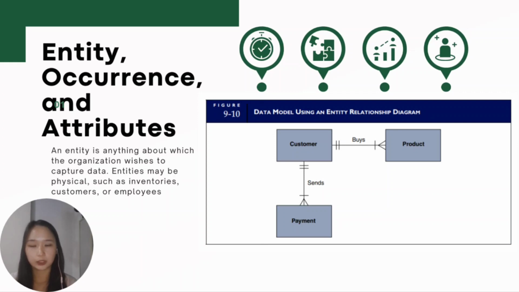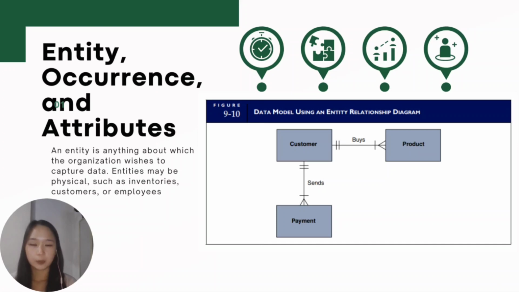Entity, occurrence, and attributes. An entity is anything about which the organization wishes to capture data. An entity may be physical, such as inventory, customer, or employee. They may also be conceptual, such as sale, accounts receivable, or accounts payable. System designers identify entities and prepare a model of them like the one presented here. This data model is the blueprint for ultimately creating a physical database.